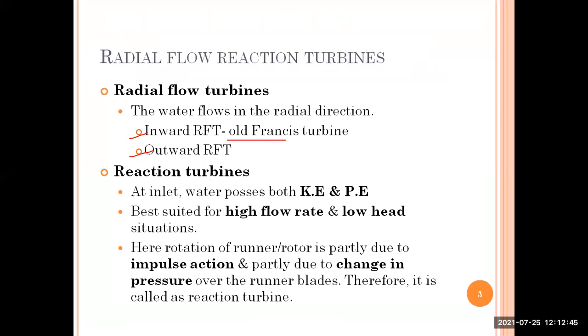Coming to the reaction turbine, as I've already mentioned, at the inlet of the turbine the water has both kinetic and pressure energy, and that type of turbine is called a reaction turbine. A reaction turbine is best suited for high flow rate with a low head situation. And here the rotation of the runner or rotor is partly due to the impulse action and partly due to the change in pressure. That's why it is called the reaction turbine.